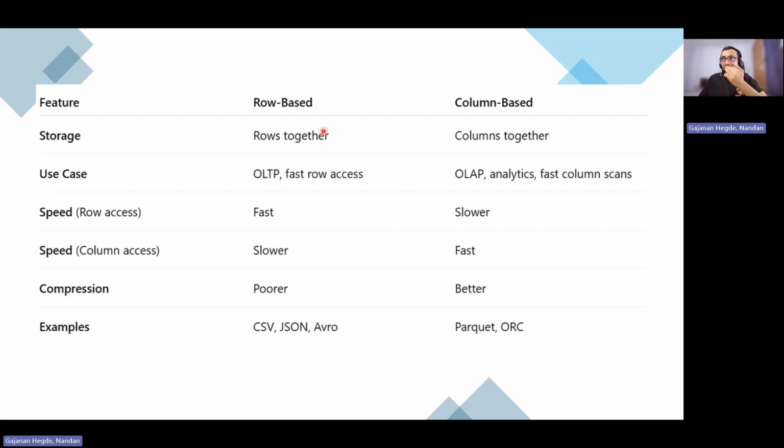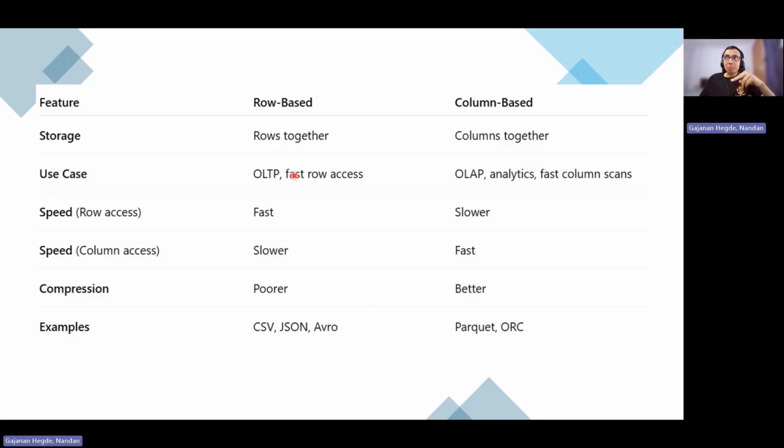So now let's understand the bifurcation between the row-based and the column-based file formats. In row-based file formats, the storage is in the form of rows, whereas in column-based file formats, the columns are bound together. Now for analytical use cases with fast column scans, the column-based file formats are much more preferable. But for transactional processing or fast row access, it is the row-based file formats that are needed. So in case of row access, this is quicker. In case of column access, this is quicker.